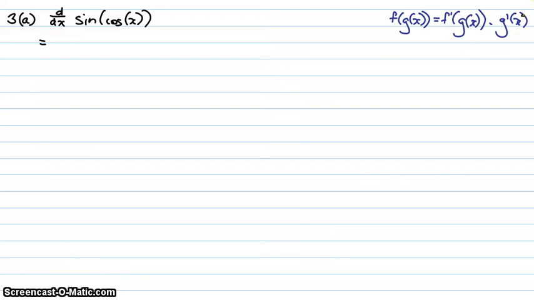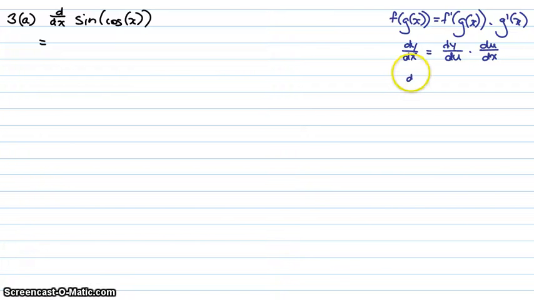Another way of writing this that you may have seen is dy by dx is equal to dy by du times du by dx. So you differentiate the outside with respect to the inside multiplied by the derivative of the inside with respect to x. This is the first thing we need to know.